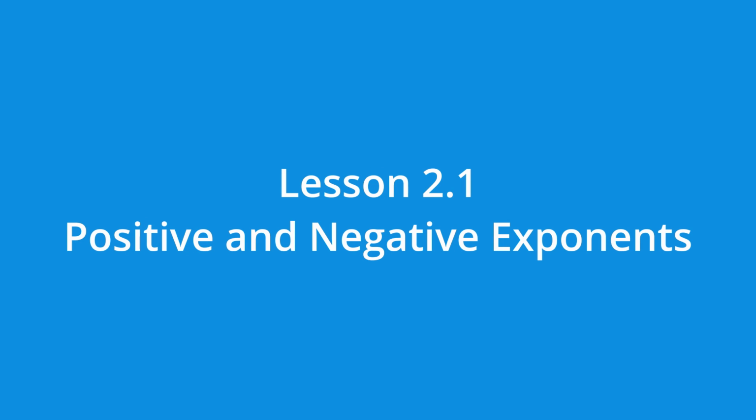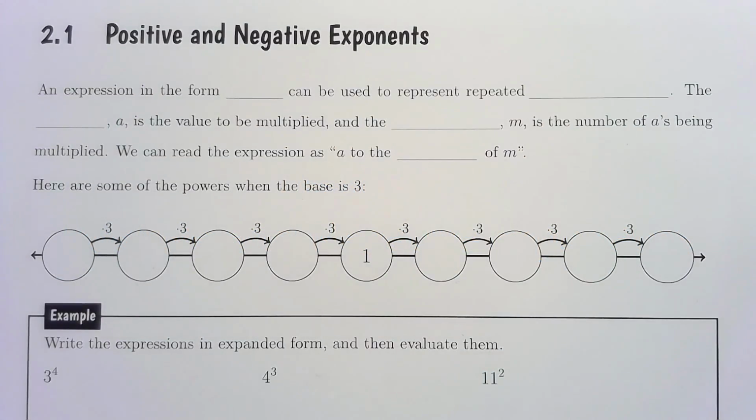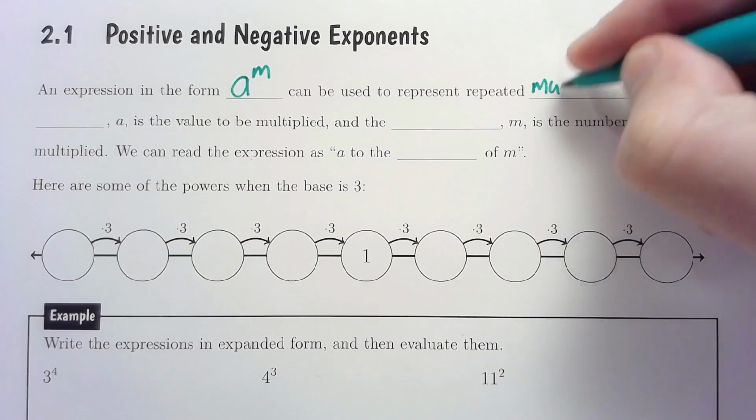We've already seen that one way to think of multiplication is as repeated addition. Well, today we're going to look at what happens if we do repeated multiplication. In that case, we get exponents. An expression in this form, where we have a regular sized number or variable, and then we have a smaller number or variable written as a superscript, can be used to represent multiplication.